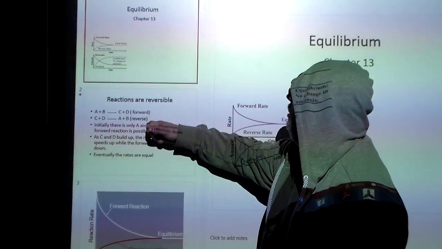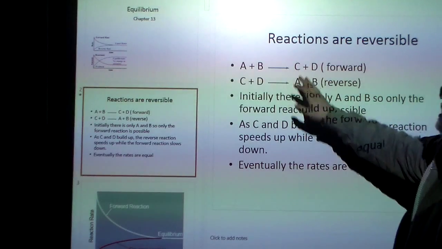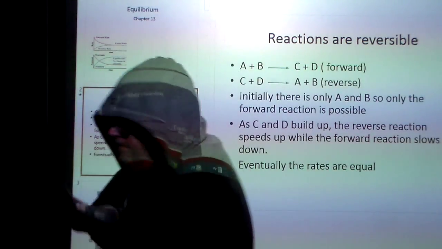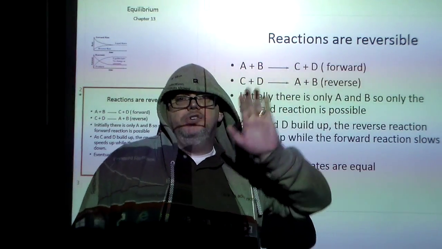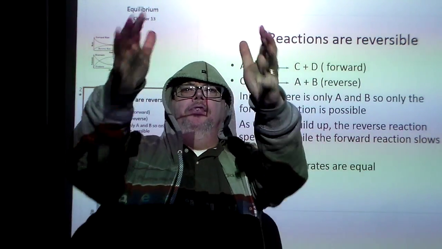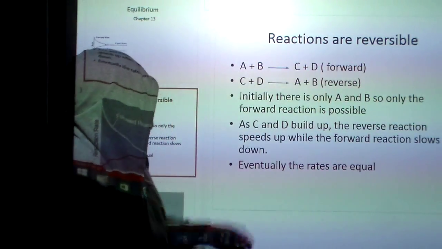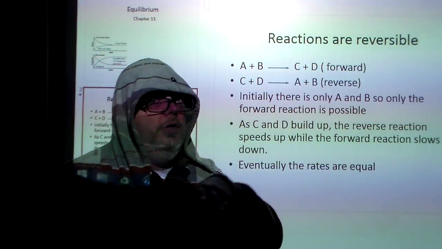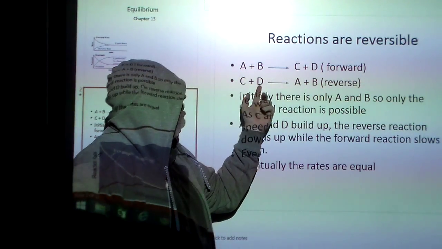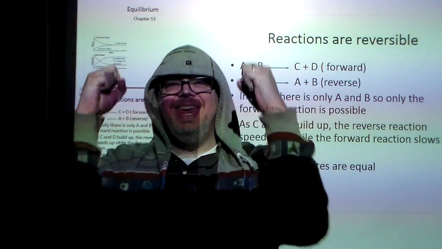So when we think about equilibrium, we know that reactions are reversible. A plus B gets us C plus D. That's our once upon a time, happily ever after. There's our forward reaction. We go forward. We go on to UCLA, for example. But then there's the other side of the coin, that reactions can be reversible. Not all of them, but some can. C plus D goes back to A plus B. That's a reverse. We're going to USC!